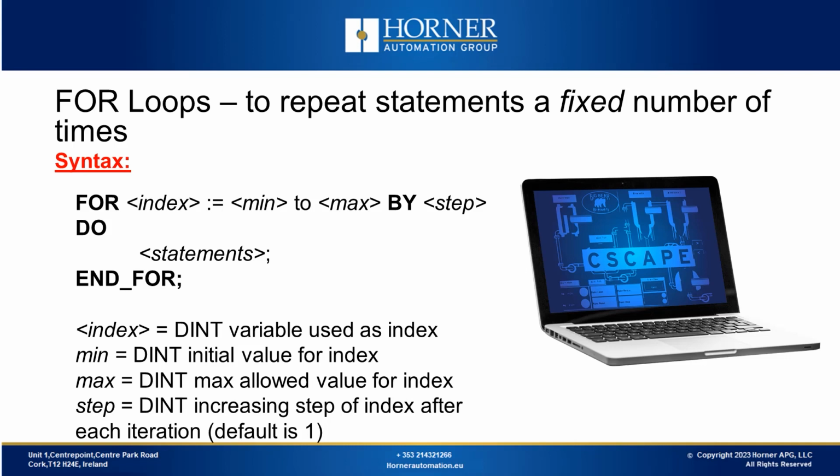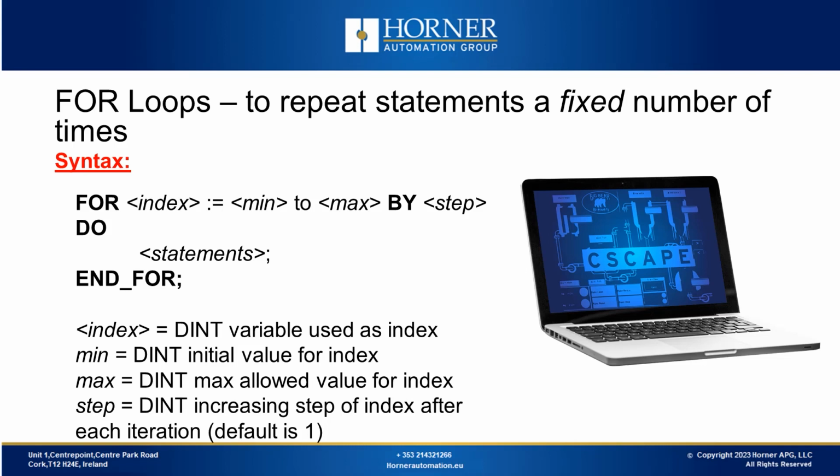After the for statement, you have the index, which is a double integer variable utilized as an index during multiple loop iterations. Remember to ensure that the variable is declared as double integer to prevent errors. Regarding incrementing the index variable by 1 in each iteration, you can omit the by step section of the syntax. When removed, the index will automatically increment by 1 with each loop cycle.